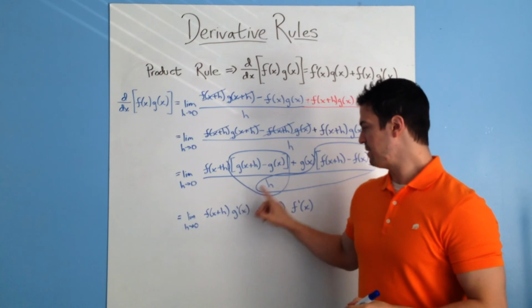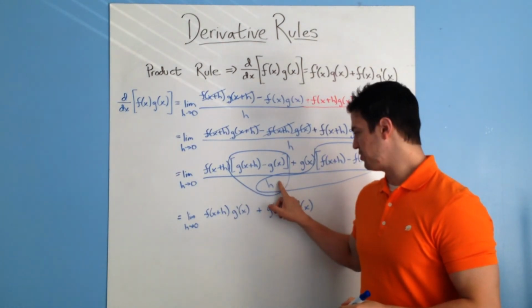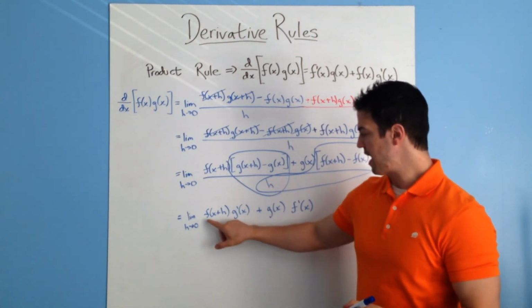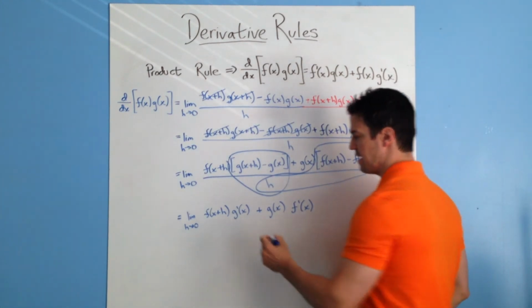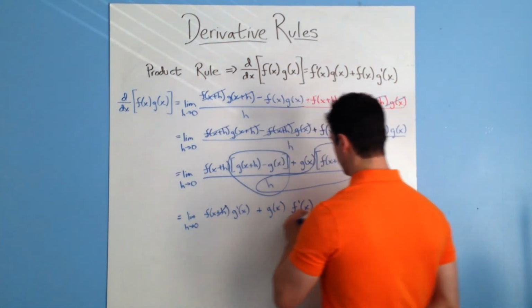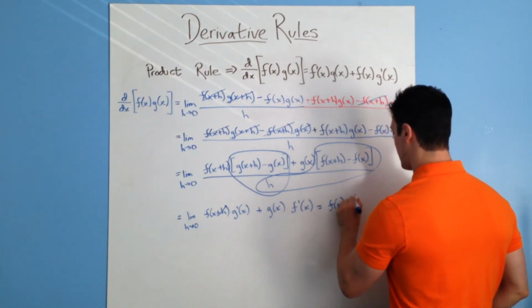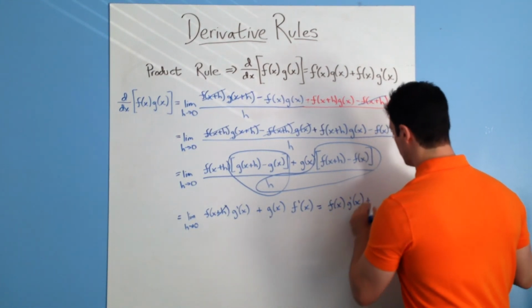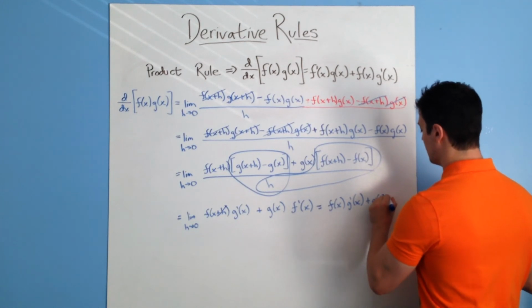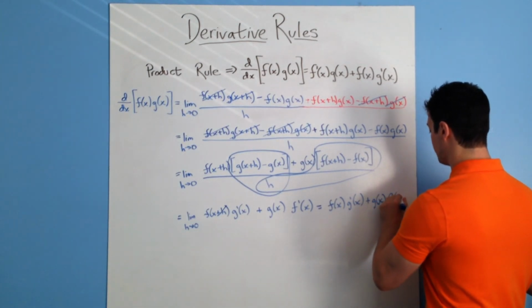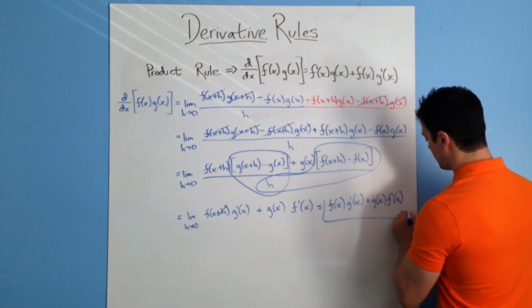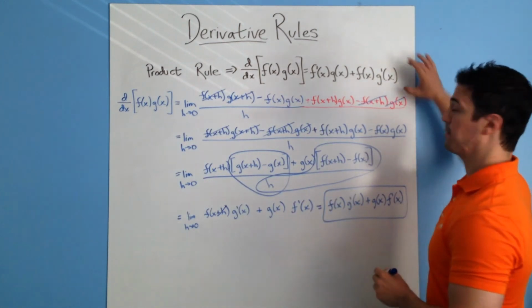Now, because we're not dividing by 0 anymore, because we got rid of this h here by simplifying these two terms, I can plug in the 0 for this f of x plus h, which means that h just goes away, and you end up with f of x times g prime of x plus g of x times f prime of x, which basically proves what we have up here for the product rule.